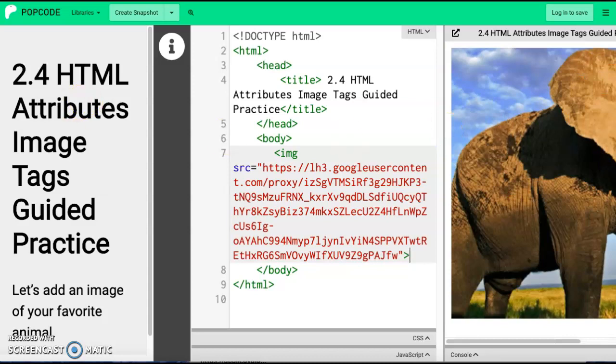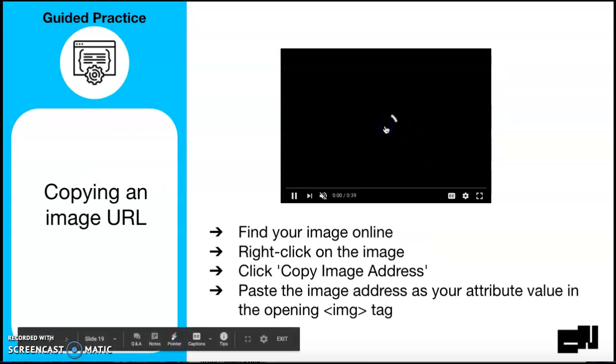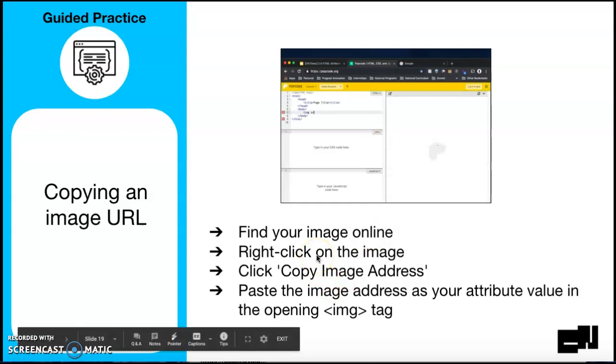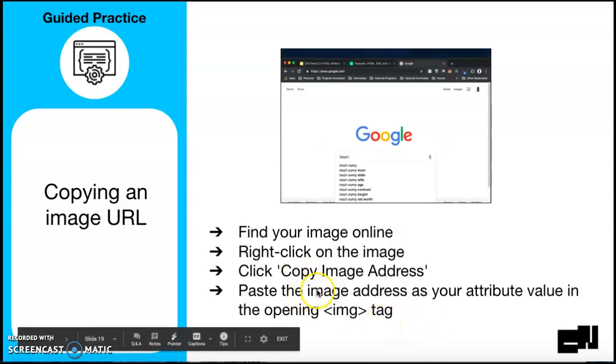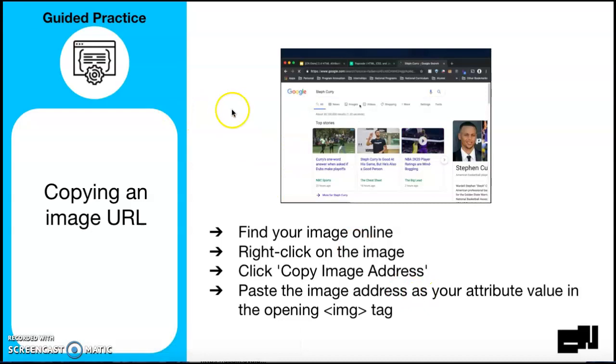Awesome. So I'm going to go back to my slides, and yep, just as another reminder, to find your image, you want to right click on the image, or you can double click on the trackpad, or you could do control click. You want to press copy image address, and you want to paste the image address as your attribute value in the opening image tag like we just did.